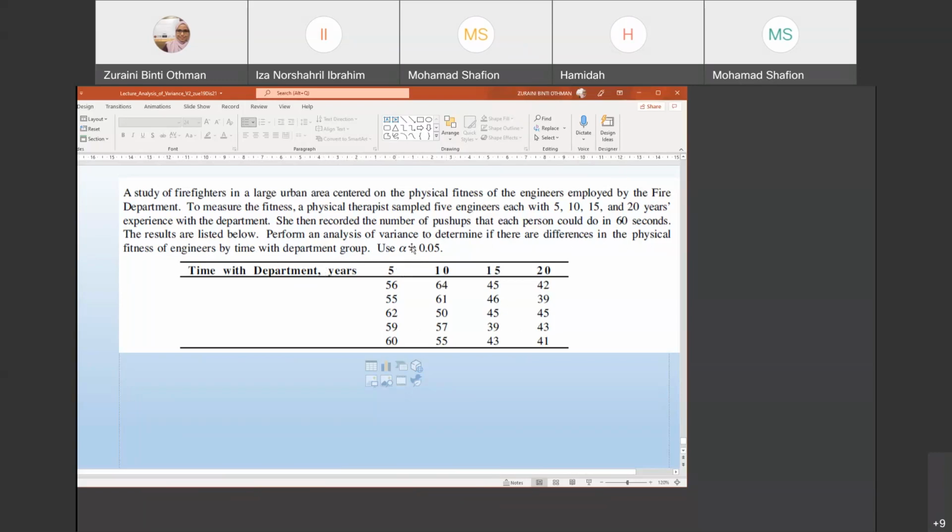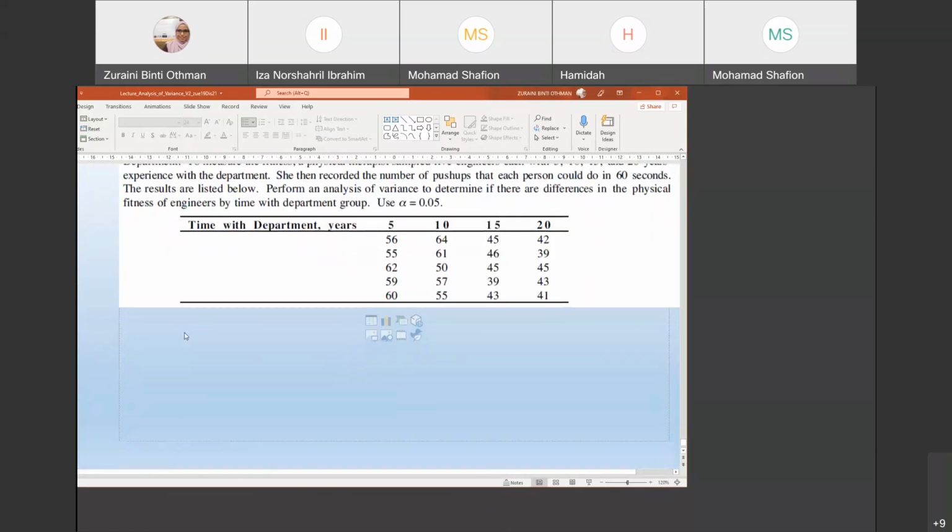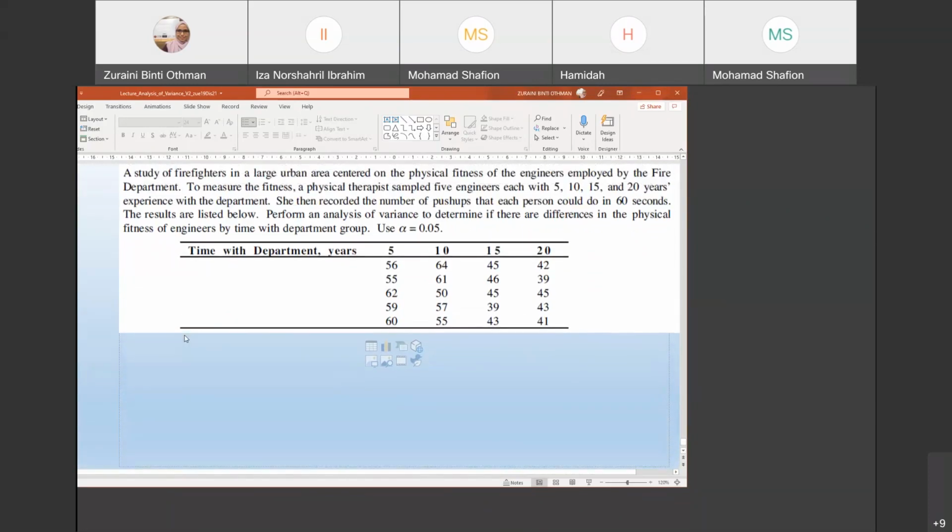Okay, so this is the significance level. And if we get a p-value less than alpha, what can we conclude? There is a difference in the physical fitness of engineers by time with the department group. That's what we can conclude. Okay. This is an example. I just put this example so that we know what we can conclude from the result that we get in R. Okay.